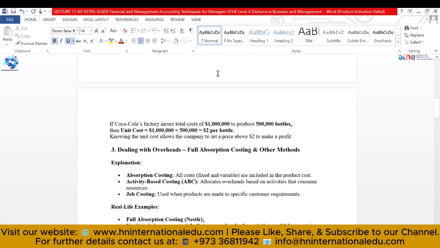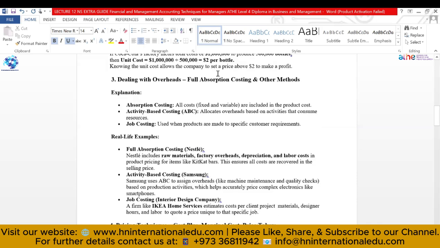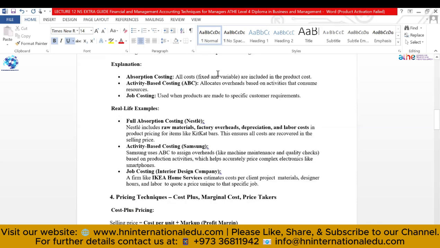If the Coca-Cola factory incurs a total cost of 1 million to produce 500,000 bottles, then unit cost equals 1 million divided by 500,000, using the formula, and simply you're going to interface it like this. Then, dealing with the overheads, in these examples I needed to do full absorption costing. For Nestle, it includes raw materials, factory overheads, depreciation costs, and labor costs in product pricing for items like Kit Kat bars. This ensures all costs are recovered in the selling price.